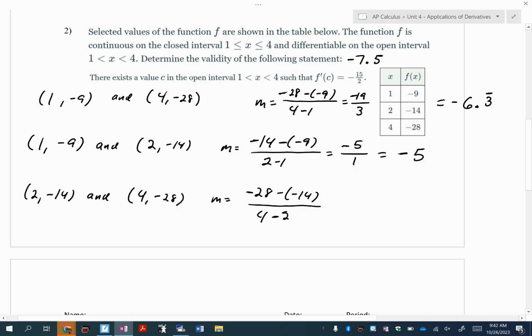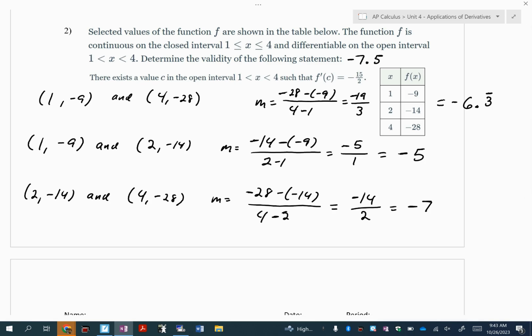As long as you're doing, there's 3 of them, right? Because you've got 3 points. So there's 3 potential secant lines here. Okay, what's negative 28 minus a negative 14? Negative 14. Over, what's 4 minus 2? 2. Negative 7. Oh, we got close, but is that negative 7.5?